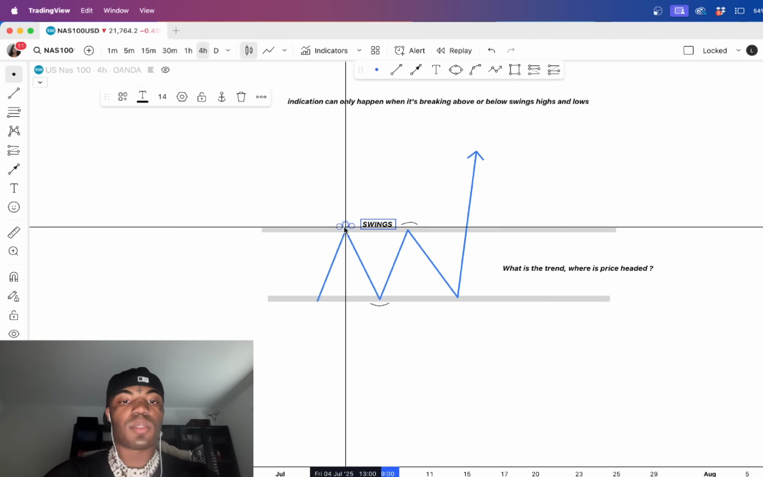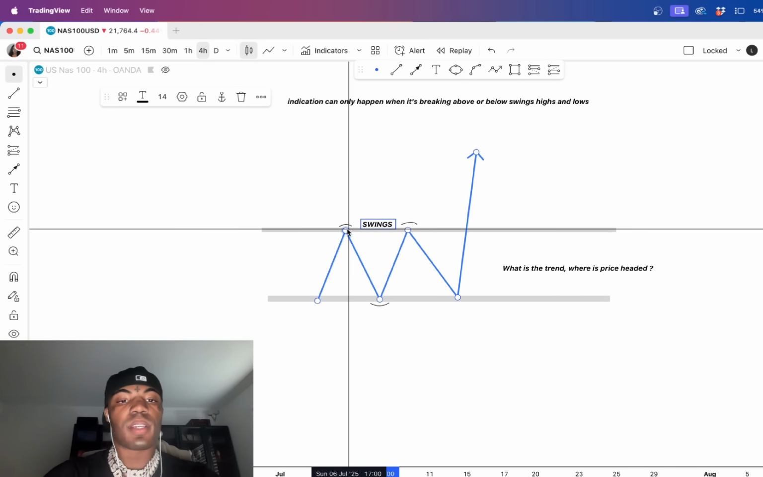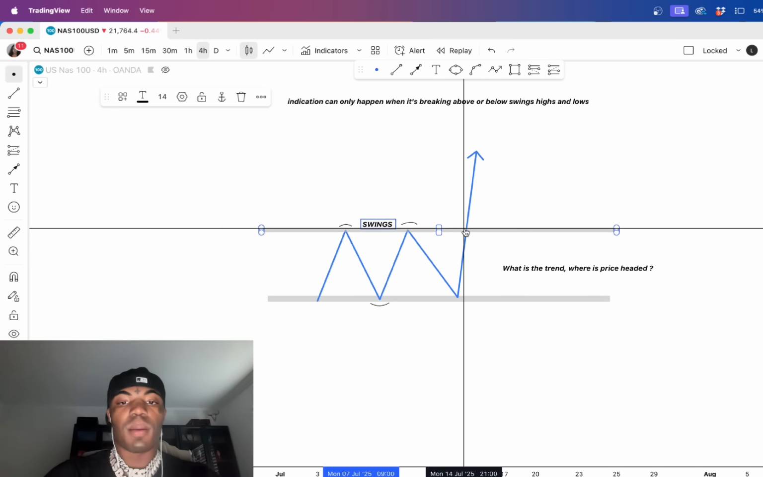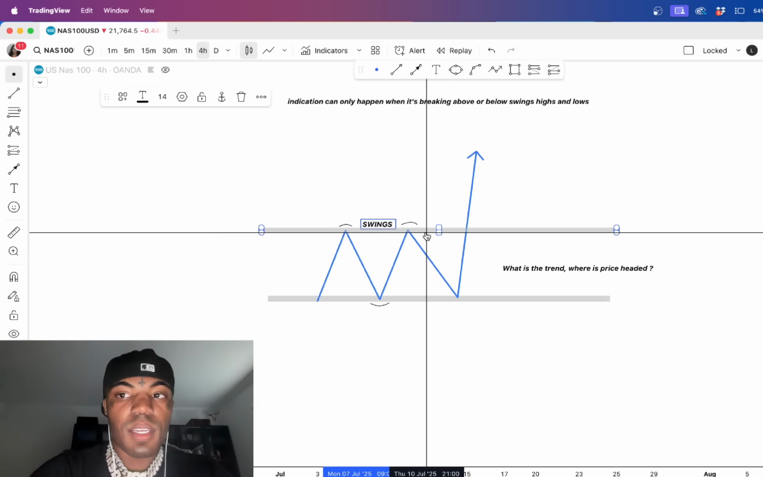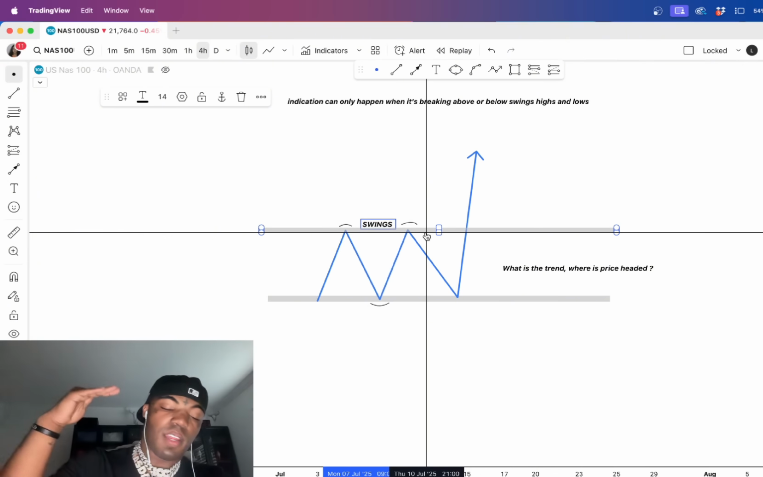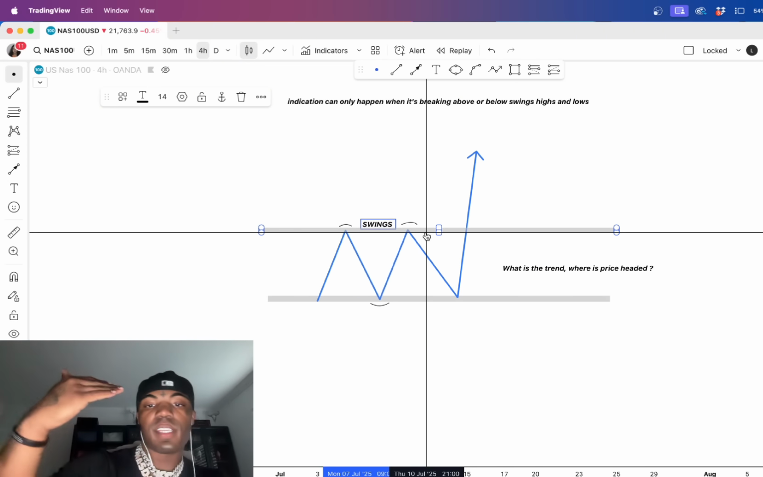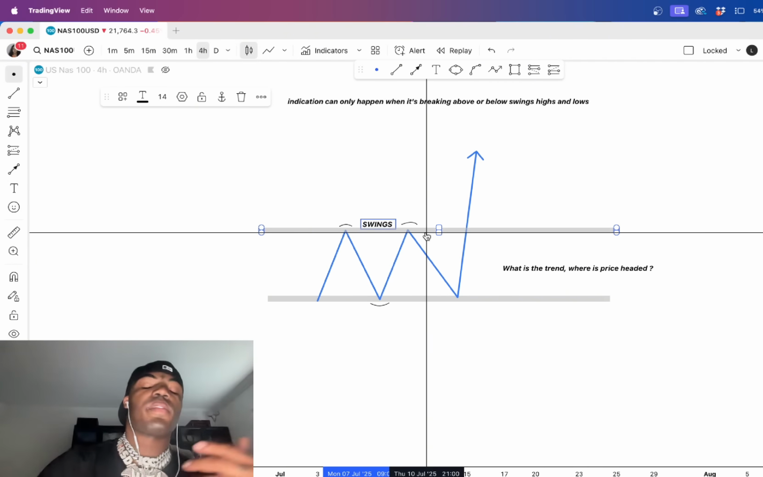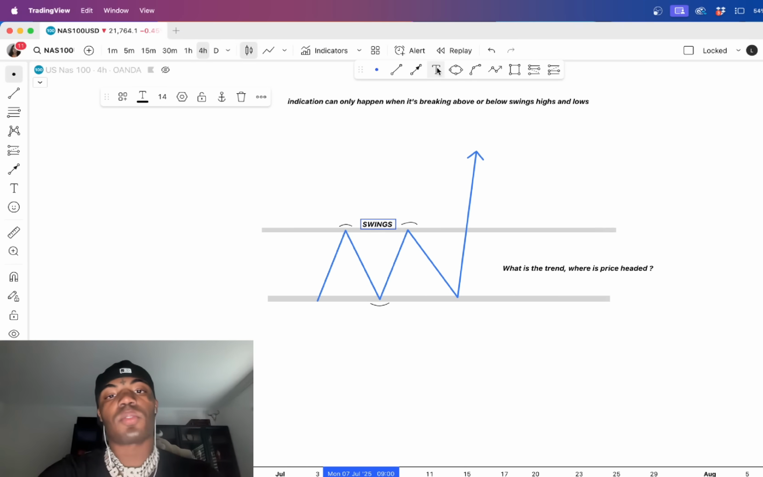And because of our swing, we have our swing highs right here. So, swing high. Think of a high as the highest point it can go. If we have those swing highs, and anything goes above those swing highs, then we have new swing highs. And if we have new swing highs, that means we have an uptrend starting or price has bullish momentum.